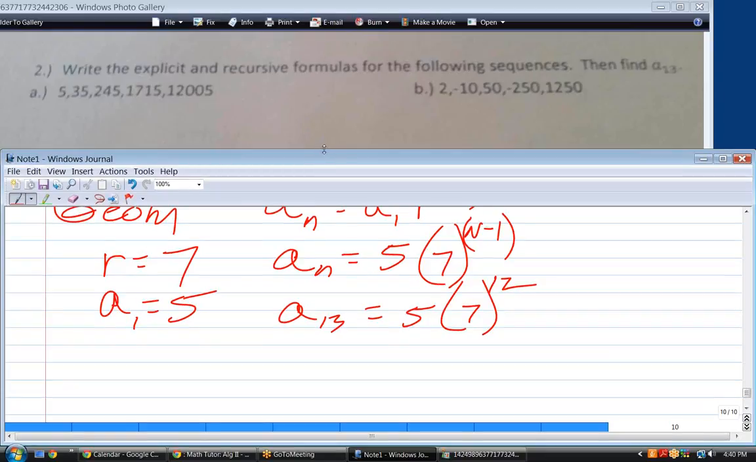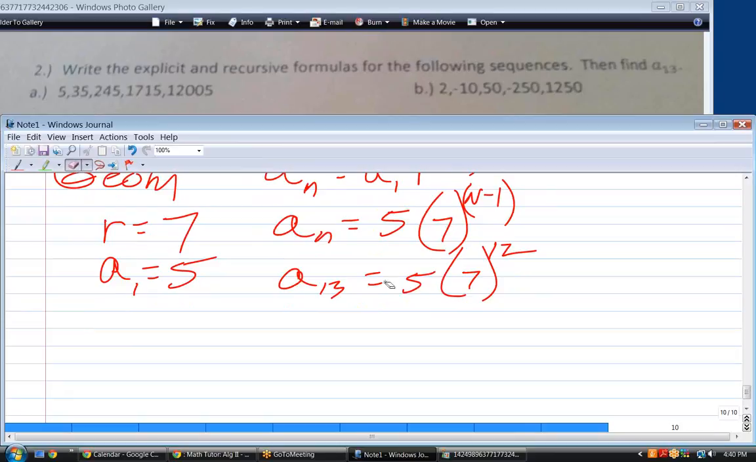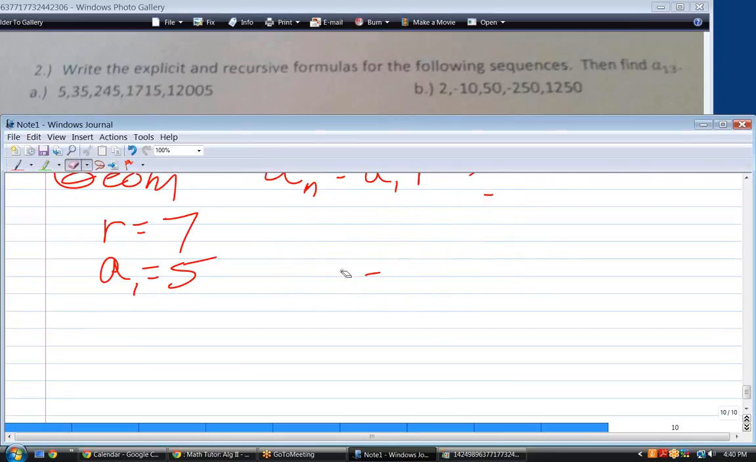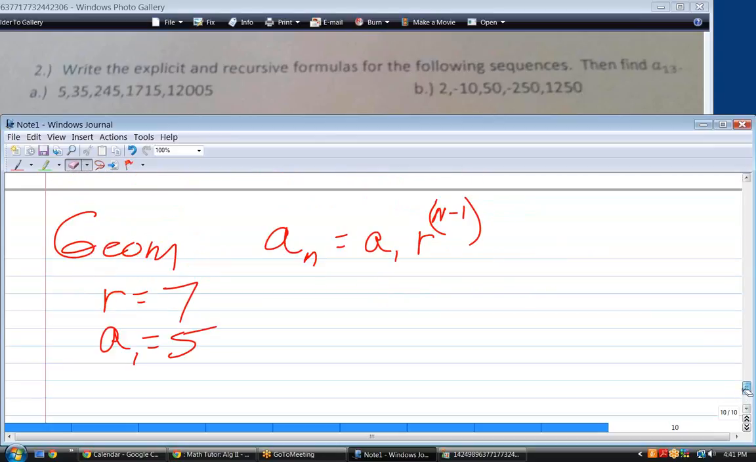Now, the recursive formula. The recursive formula is the formula that tells you a sub n is equal to its previous term, always, times something. In other words, recursive means I'm going to define the nth term as a function of its previous term. Well, what would have to follow here? It would be r. Right? That's how you get the nth term.